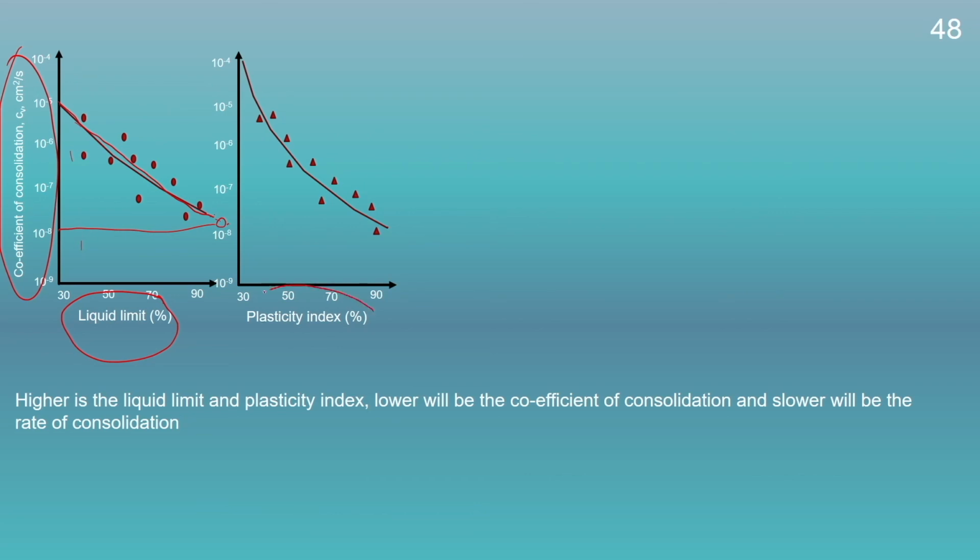Similarly, if we look into the plasticity index and the coefficient of consolidation, again we can see a decreasing trend. That means, with increase in the plasticity index, the coefficient of consolidation of the soil is also decreasing. Therefore, higher is the liquid limit and plasticity index, lower will be the coefficient of consolidation and slower will be the rate of consolidation of a soil sample.